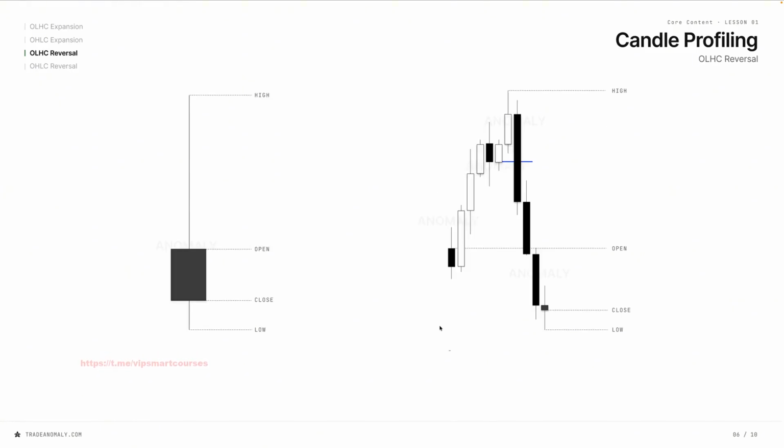So how does a bearish reversal candle form? Essentially the same thing, right? It opens high first, puts in a high, expands back towards the open, and closes.